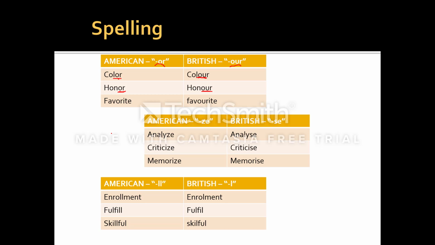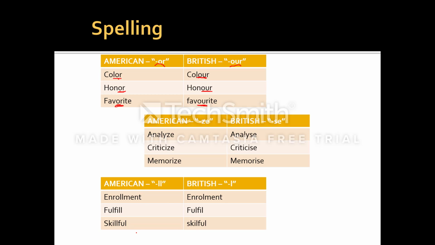Then for favorite, we get FAVORITE. You see OR over here, but in British English you get OUR. So don't forget, in American English we get OR, and in British English we get OUR.